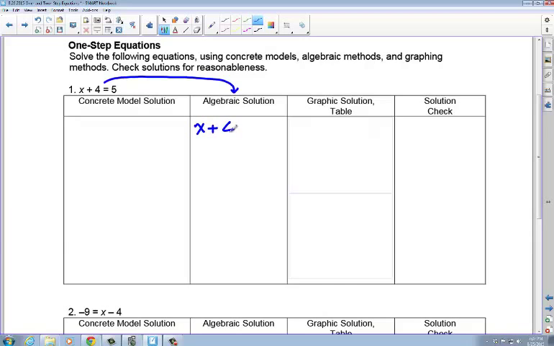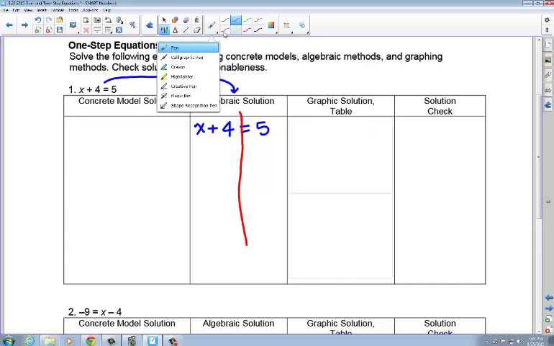x plus 4 equals 5. Draw your line down the equal sign, and our goal is to isolate the x, which is our variable. And I'm going to highlight that so that it reminds me that I need to leave that by itself.